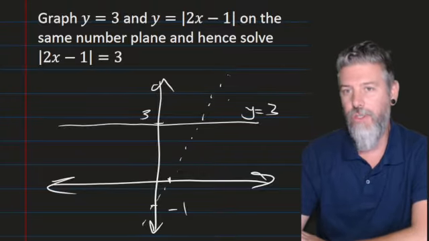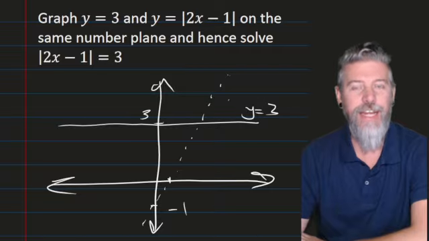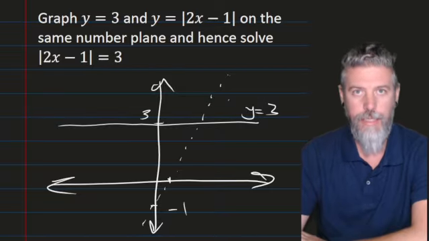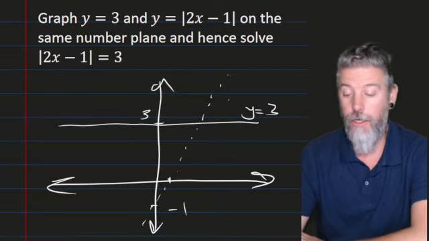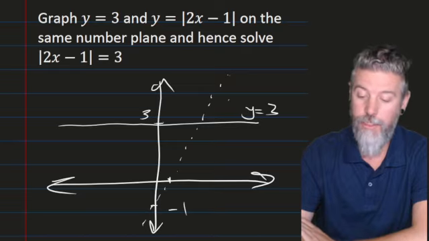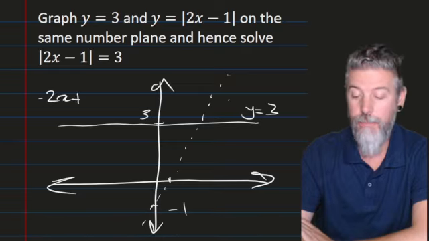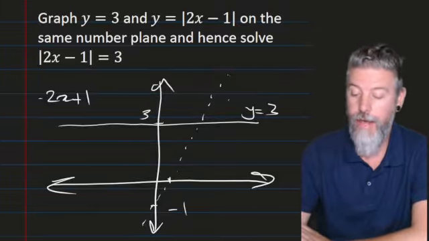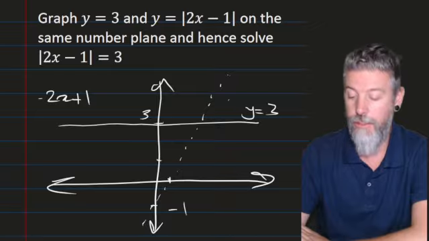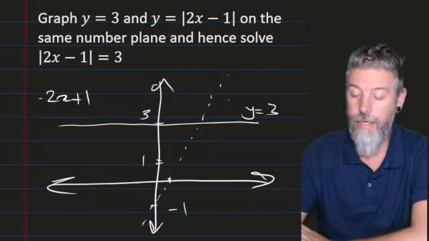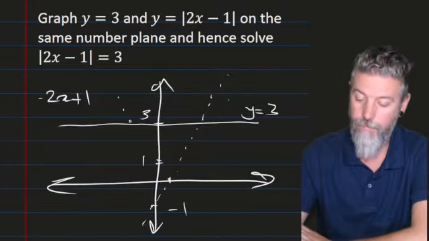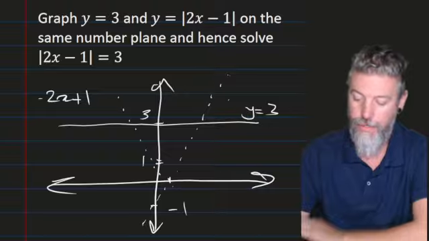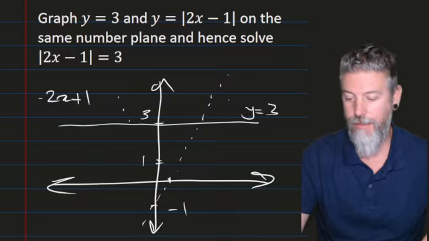What I then do is I go and graph the negative version of what's in that absolute value. I go and graph not 2x minus 1, but negative 2x plus 1, the negative of all of it. So let's go and graph that. Well, that goes through at positive 1, and it has a gradient of negative 2. That's a terrible version of that.